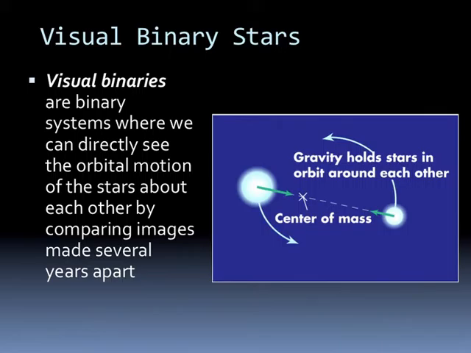The first is a visual binary. They're systems where we can see the orbital motion of the stars around each other by comparing images made several years apart. So I'll usually have a larger star and a smaller star, and they will be rotating around this common center of mass.